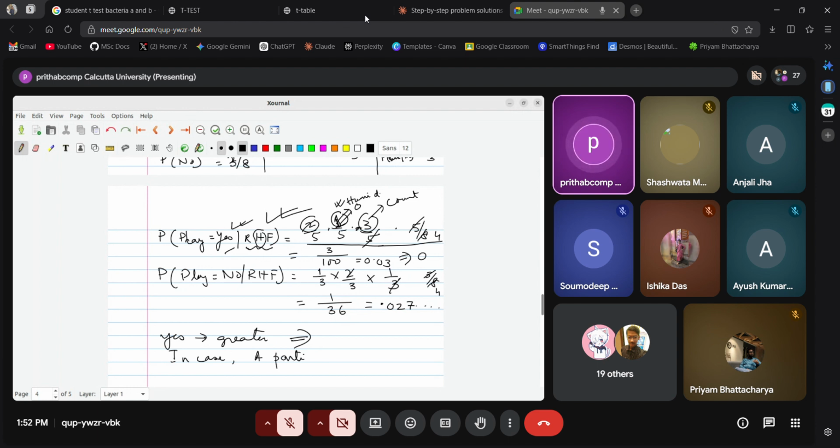So in case a particular probability of a given x is 0, we apply what is called a Laplacian smoothing technique.